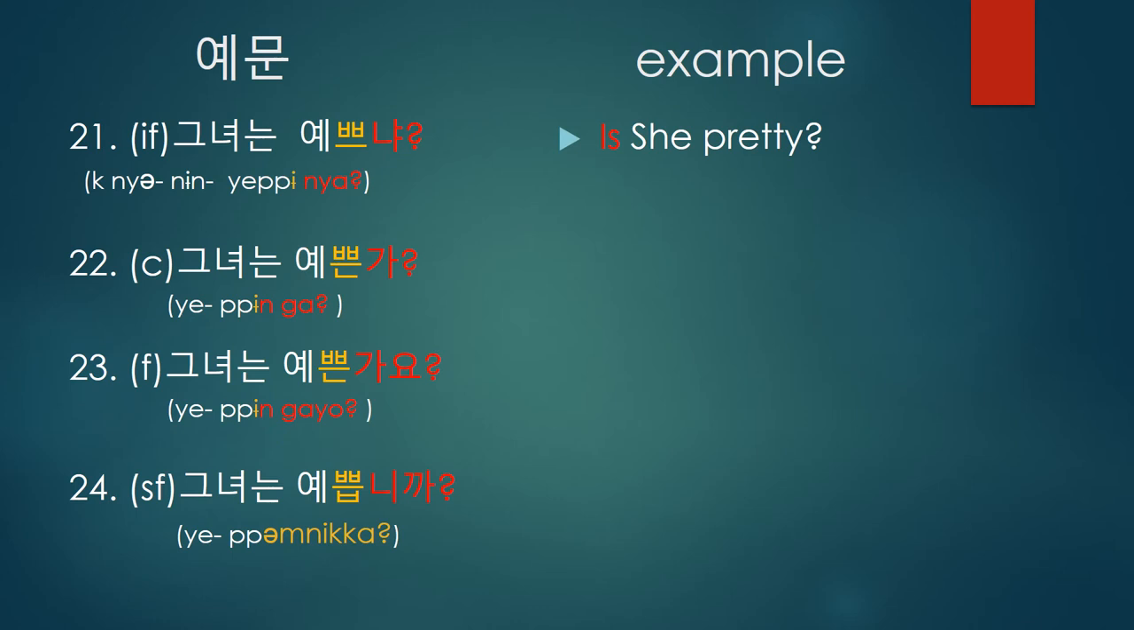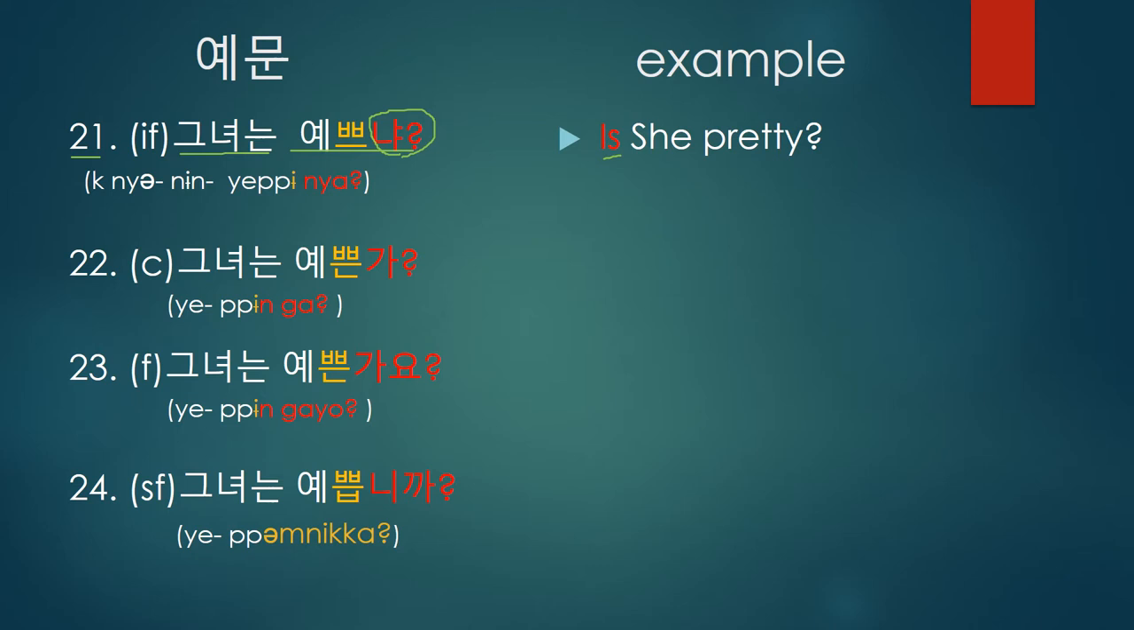This slide is about the present form of interrogative sentence. So, number 21. 그녀는 예쁘냐? It ends with 냐. It's informal style. It means, is she pretty? All 21, 22, 23, 24 have the same meaning, is she pretty. 그녀는 예쁘냐?